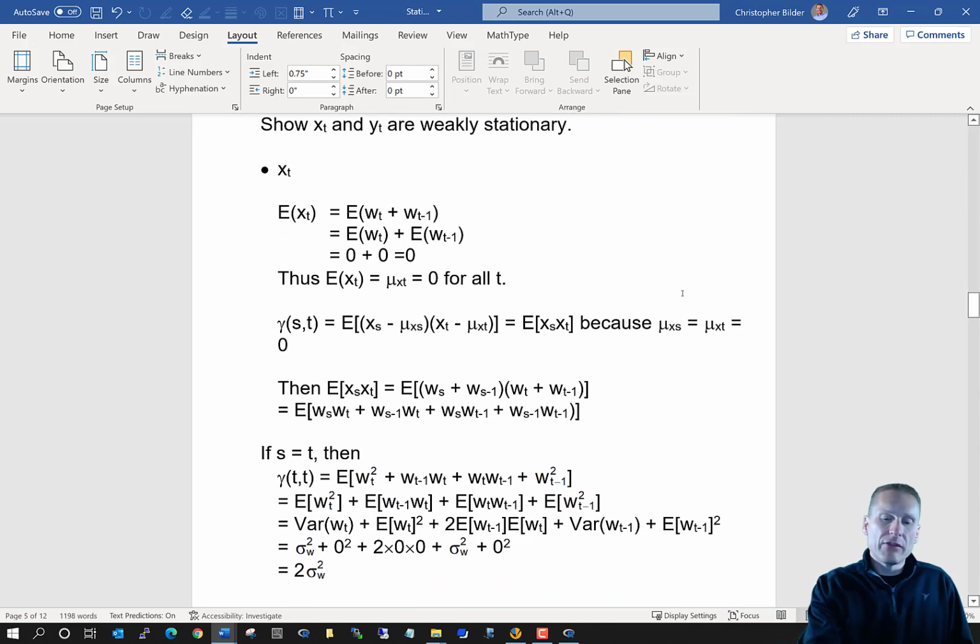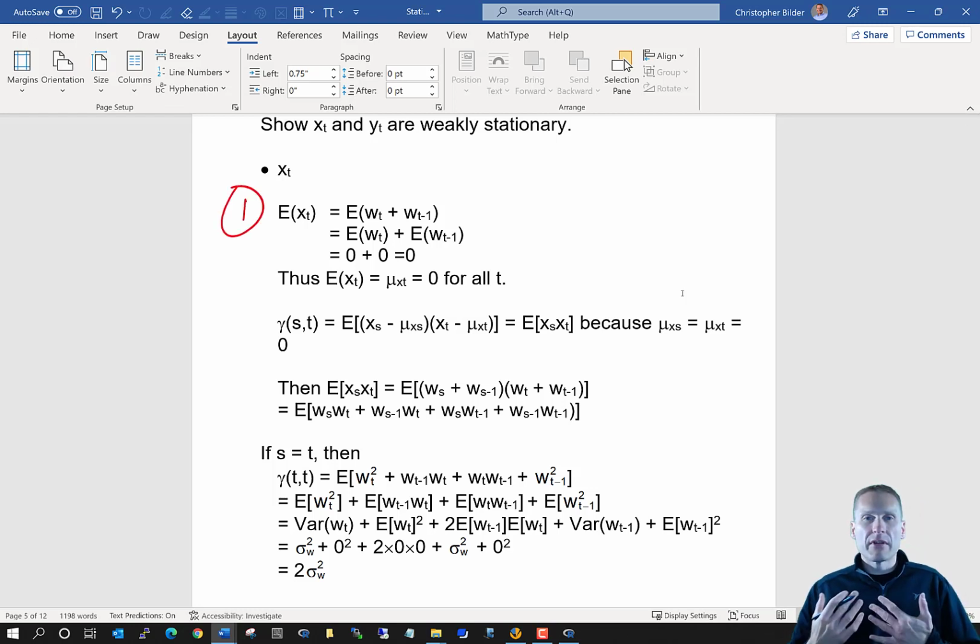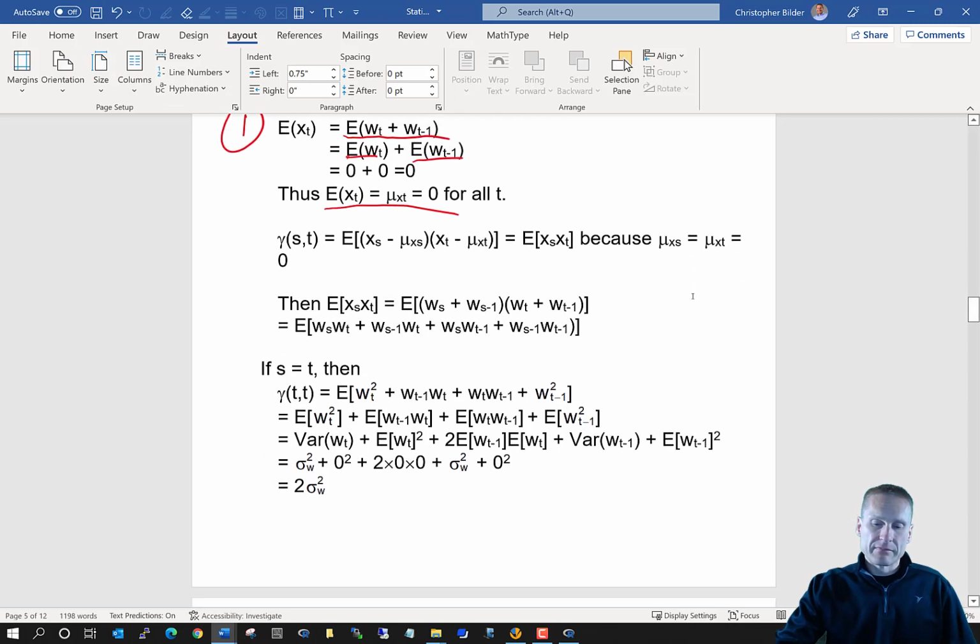So the first thing that I need to do is find the expected value of x of t. I just simply plug in what x of t is inside the expectation. Then I apply, again, what we get from a mathematical statistics course. I can bring that expectation inside the sum so that I have them separate like this. Each of those expected values is 0 because they are white noise. So that means the expected value of x of t is equal to 0 for all t. So I got the first part done to show weakly stationary.